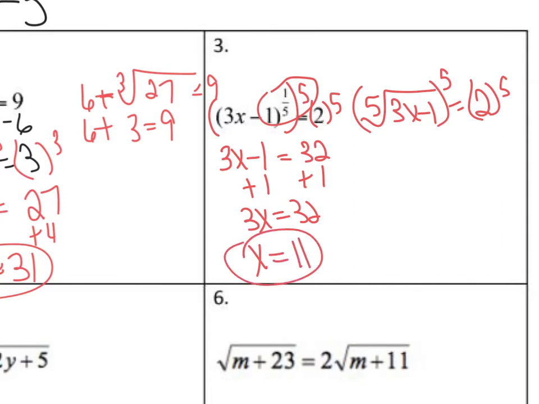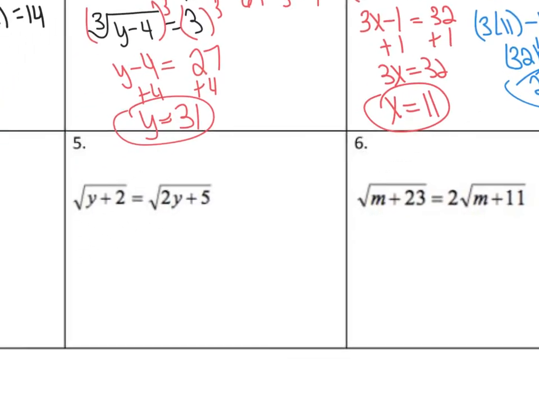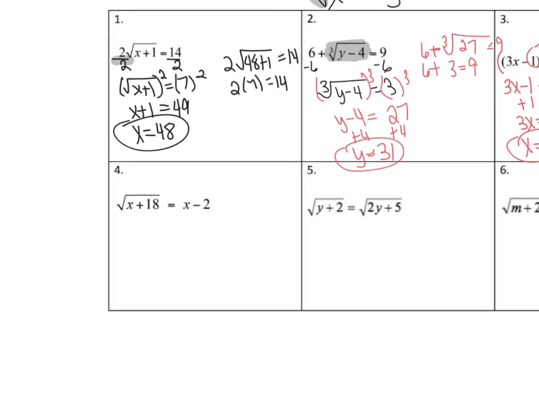If I put 11 back in to check that everything works out, 3 times 11 minus 1, to the 1/5 power, equals 2. 33 minus 1 is 32, and the 5th root of 32 is 2, so it does go ahead and check out. All right, moving on here.